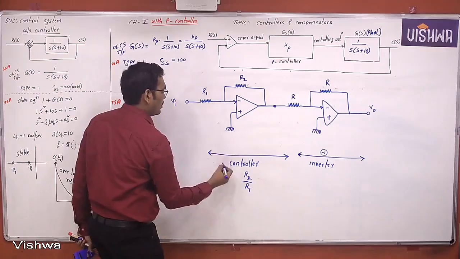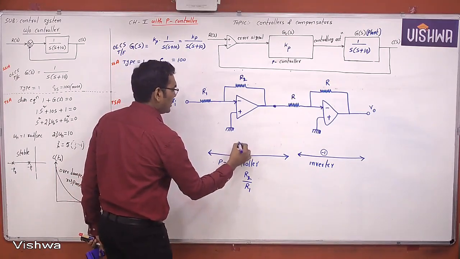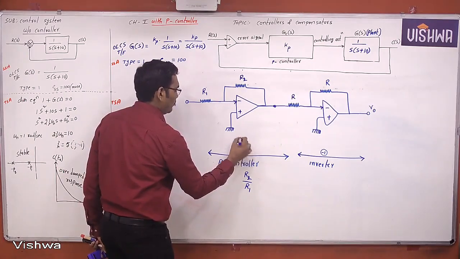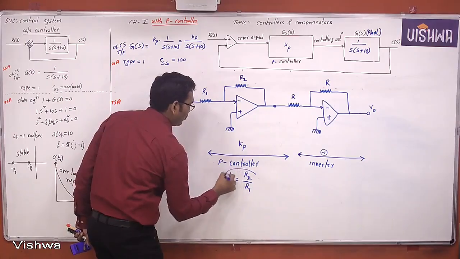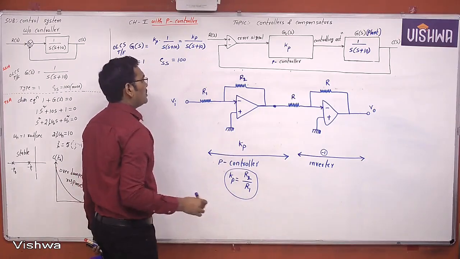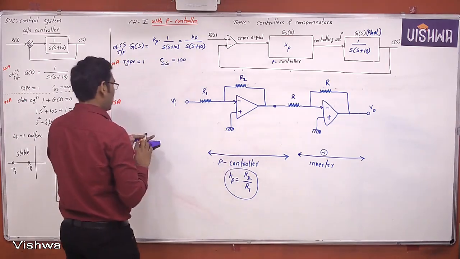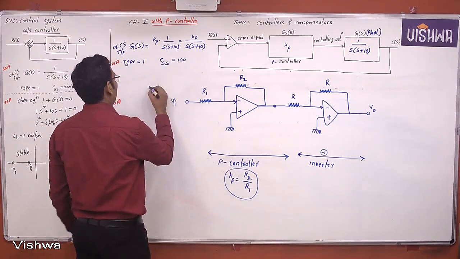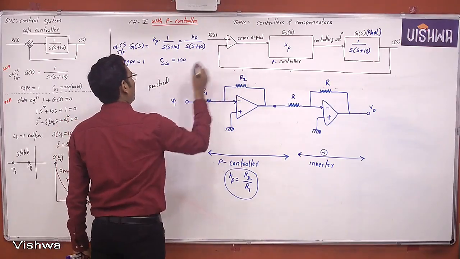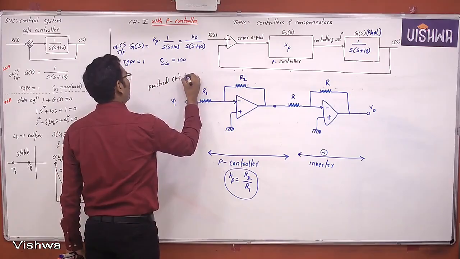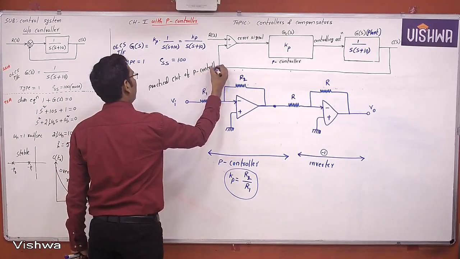But this is a P controller, because what is a proportional controller? The proportional controller will produce a gain of Kp. Therefore, this is Kp, which is nothing but R2 by R1. Okay. This is the practical circuit of P controller, and it is a 100% match.